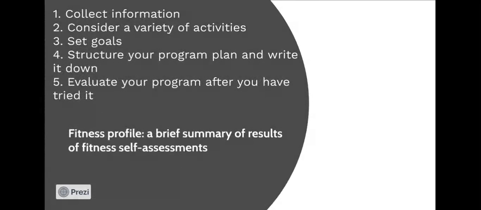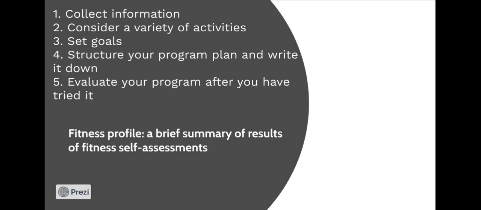In the preceding chapters, you learned about the many activities that can be used as part of a personal activity program and about which of these types of activities is most appropriate for building each part of health-related physical fitness. You will have the opportunity to use this information as you go through the 5 steps in planning your personal physical activity program. Collecting information, considering a variety of activities, setting goals, structuring your program plan and writing it down, and evaluating your program after you have tried it.